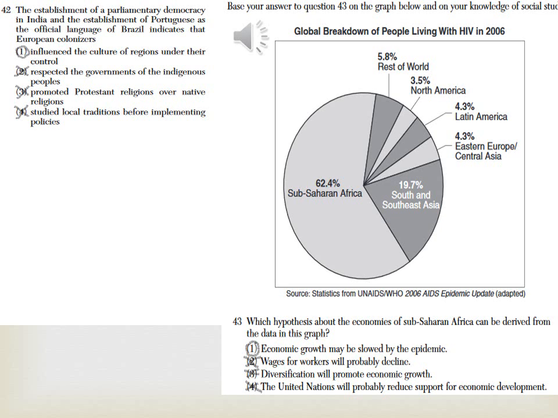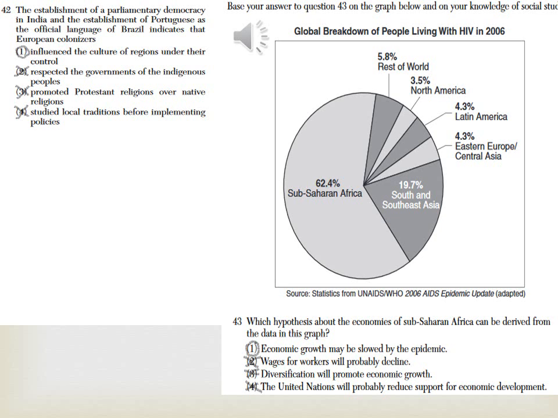Okay, so that's a huge majority of people. And let's take a look at the question. Which hypothesis about the economies of sub-Saharan Africa, so that's below the desert of Sahara, can be derived from the data? It means the information from this graph.